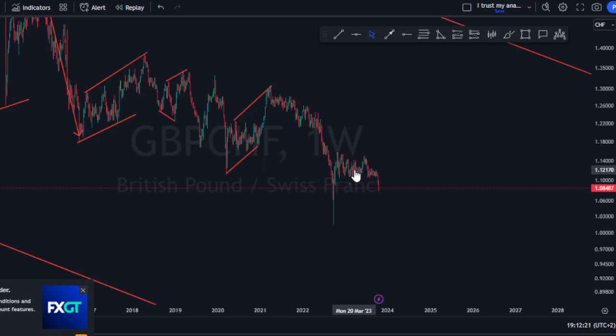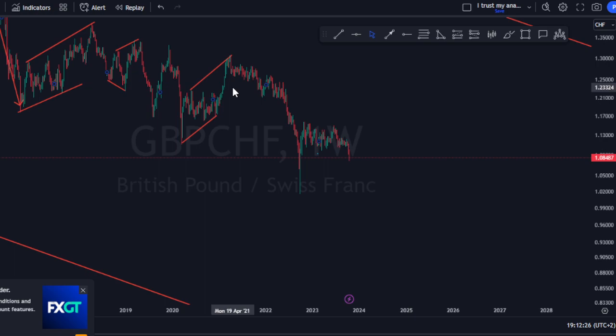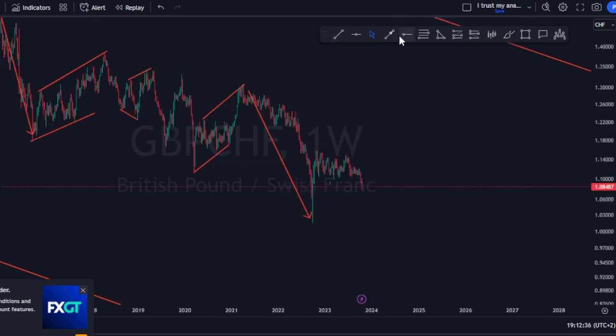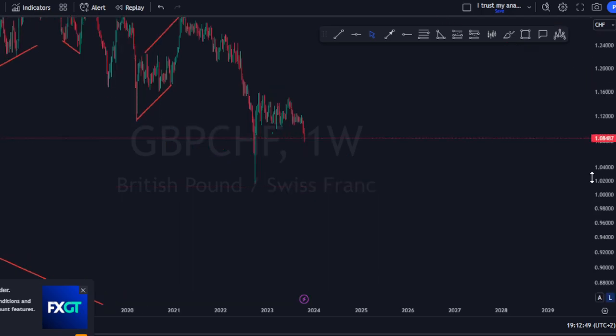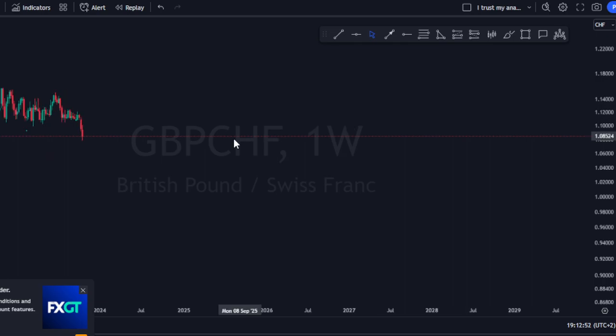So we do see that from this pattern here, price did push down. Price did push down until these lows. So let me just do this from that high. From that high, price did give us a push to the downside, as mentioned.